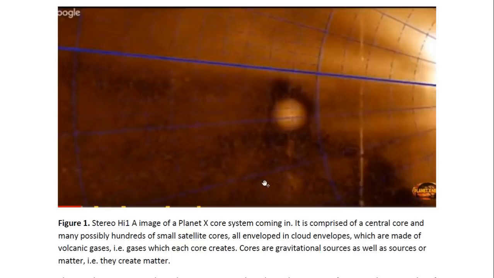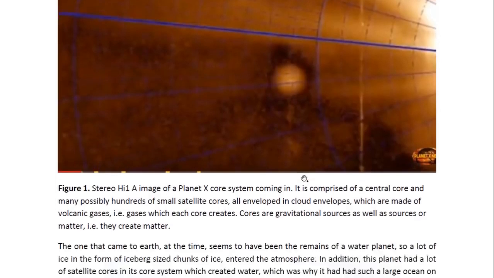Cores are gravitational sources as well as sources of matter. In other words, they create matter. These core systems create all the matter that comprises a planet, all the inner layers and outer layers of a planet. And so a planet is created from the inside by a core system like this.